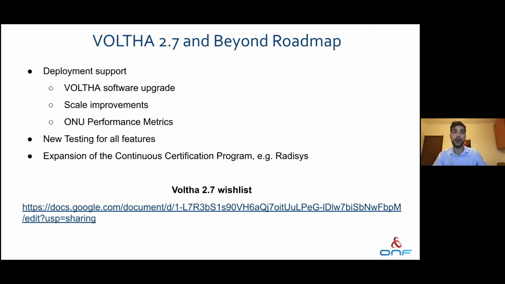For deployment support, we want to do Volta software upgrade, both a minor version software upgrade and major version software upgrade. When I say minor version, it means no change in the APIs, no change in the data store. And major version, I mean changes in the API and changes in the data store. That difference is key because there's going to be a lot more reconciliation happening in a major software update, and the support for this might happen in steps. Obviously, we're always looking at scale improvements.